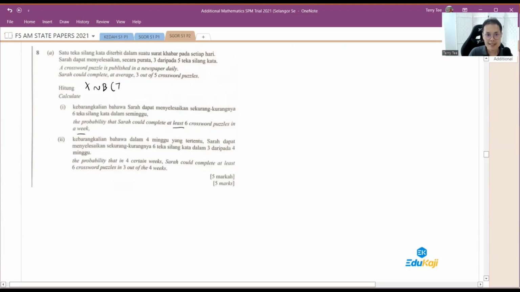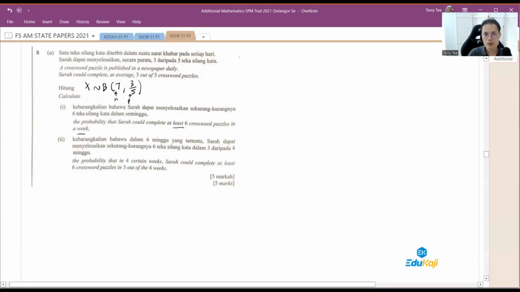Now, in 1 week we have 7 days. The probability that she completes the puzzle is 3 over 5, or you can say 0.6. By the way, this is a notation for binomial distribution. If you don't write this, it's okay. This is your N, this is your P. N stands for number of trials. P is the probability of success for each trial.